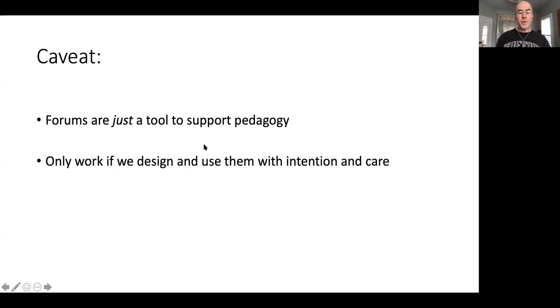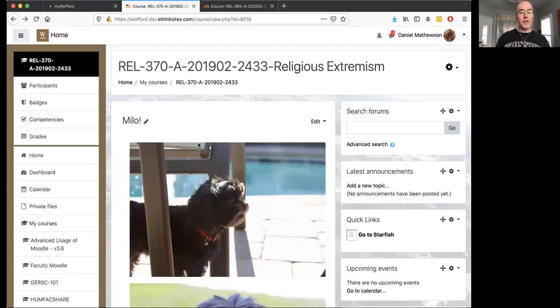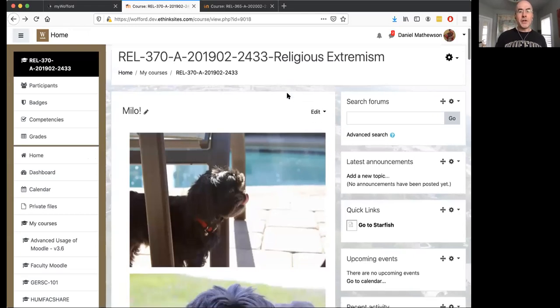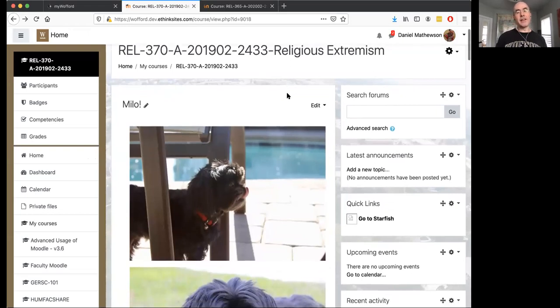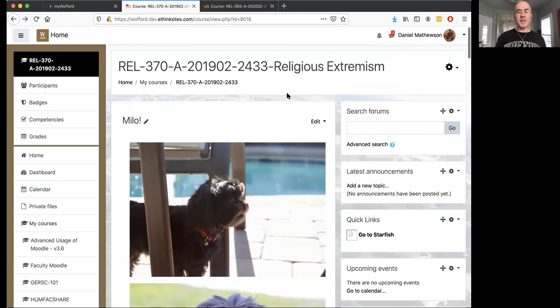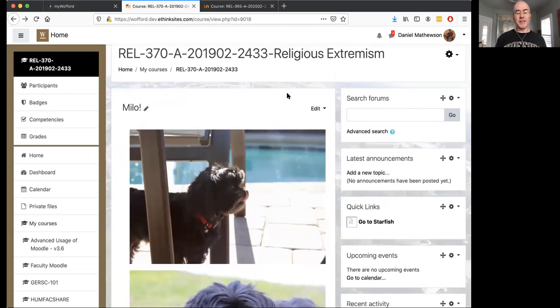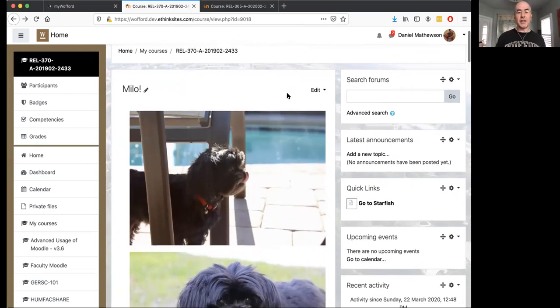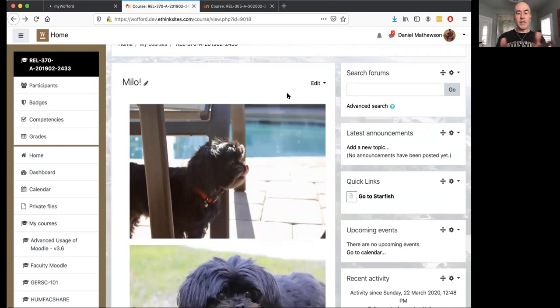Okay, so I'm going to show you examples from two courses. The one you're looking at right now is my religious extremism course, which I taught last fall. And the reason there are pictures of dogs is because this particular course subject matter is super heavy and depressing. And so we instituted this practice in my class that students would email me pictures of their pets. And then every week someone's pet would be up, the first thing they saw when they opened the Moodle page.